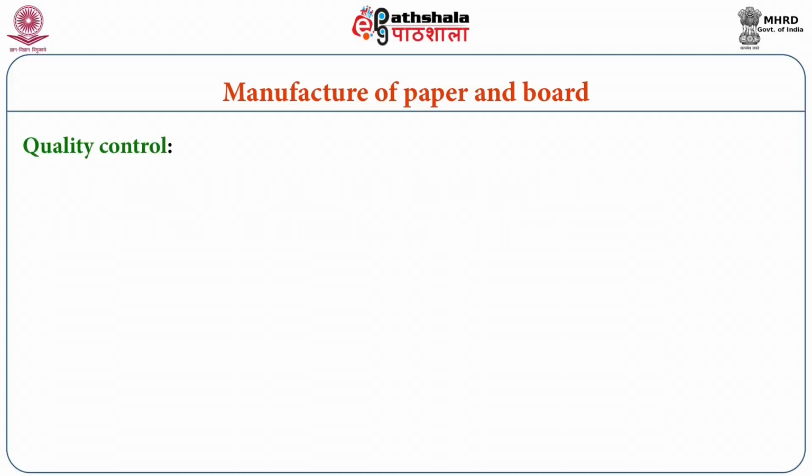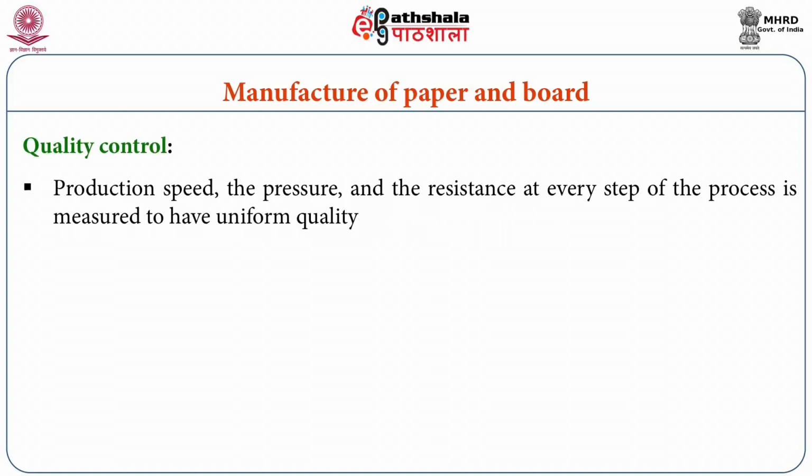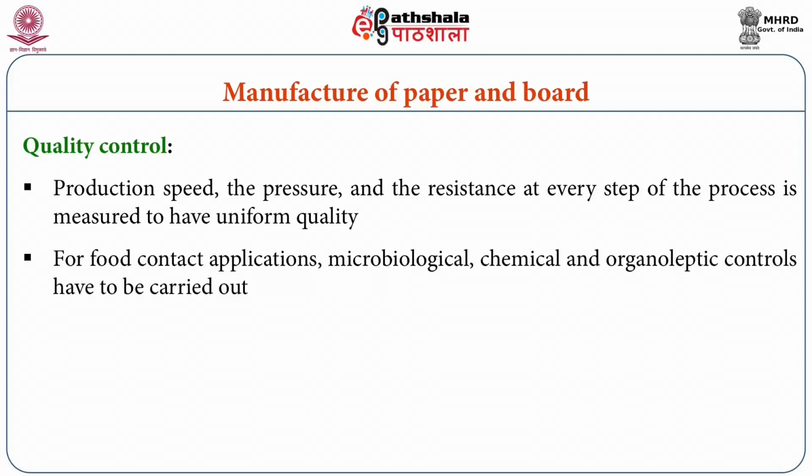Quality control is also important for the manufacture of paper. The sensors and computers verify parameters such as production speed, pressure, and resistance at every step of the process to ensure that the paper or board is of the desired consistency and the product is of very high quality. Moreover, for food contact applications, microbiological, chemical, and organoleptic controls also have to be carried out.